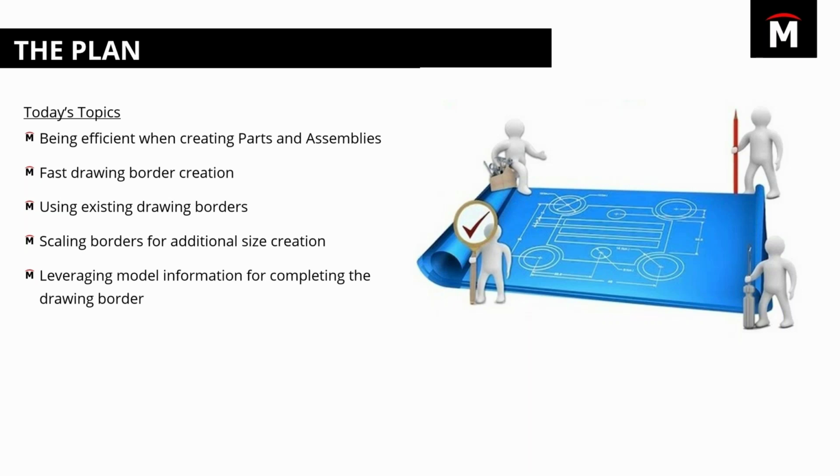And we're going to go through basically how to make sure that we're efficient in part creation and assembly creation. We're going to see how to create a border from scratch, as well as leverage some other borders that we have. Those types of things are easy to do, but taking that and scaling it, say, from a B to a C to a D can be kind of challenging, and I'm going to run through some tips and tricks on that as well. The last part we will end with is how to get your designs out faster, leveraging model information and completing the border and getting it all done very efficiently. So that's our plan for today.